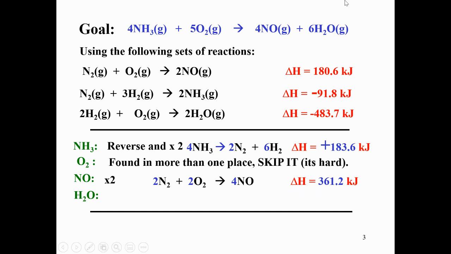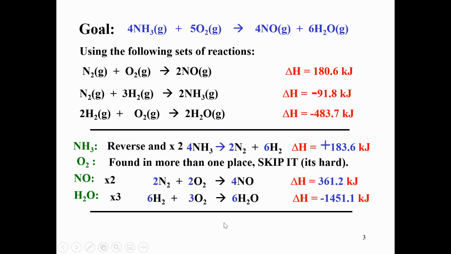Okay, I still don't have any waters yet. And what am I going to have to do here? Am I on the right-hand side? The only one that's got water is this one here. So I have to do what to that? I have to multiply that one by 3, correct? And I can keep it on the same side. So now I have 6 H2 plus 3 O2 forms 6 H2O.